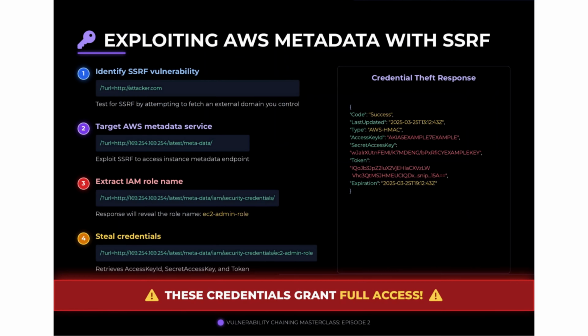Here's how the attacker plays it step by step. First, they test SSRF with their own domain just to confirm. Next, they query the metadata endpoint. Then, they ask for the IAM role name. Finally, they pull the full credential set: access key, secret key, and session token. With those three, they don't just peek inside, they become that cloud instance.